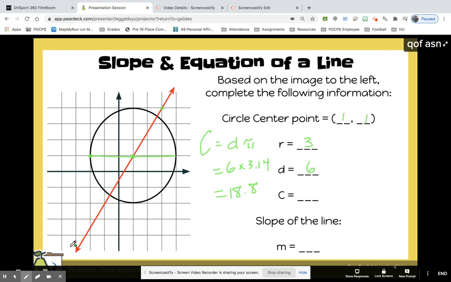Boom. My line from left to right is in an increasing fashion, so I know my slope will be positive. So how do I get from here to here? I go 1, 2, just 2. And then up 1, 2, 3. So we do rise over run, right? I know my rise is 3 units. My run is 2. So that means my slope will be 3 over 2, right? And that's how we kind of look at the equation of a line and dealing with circles.